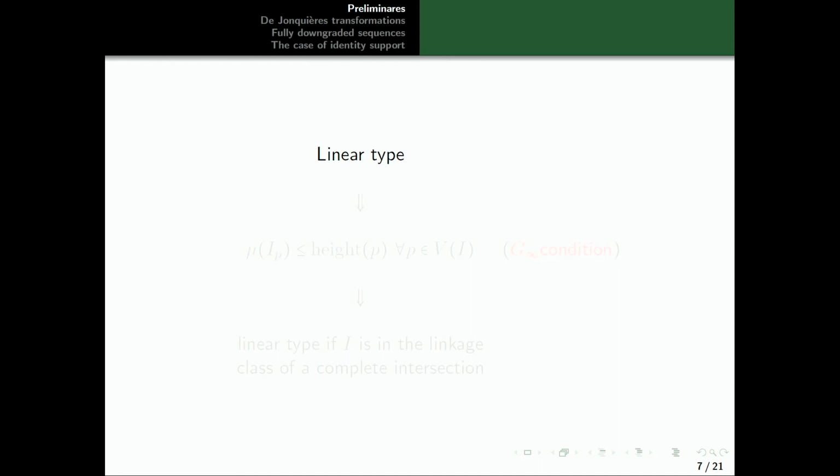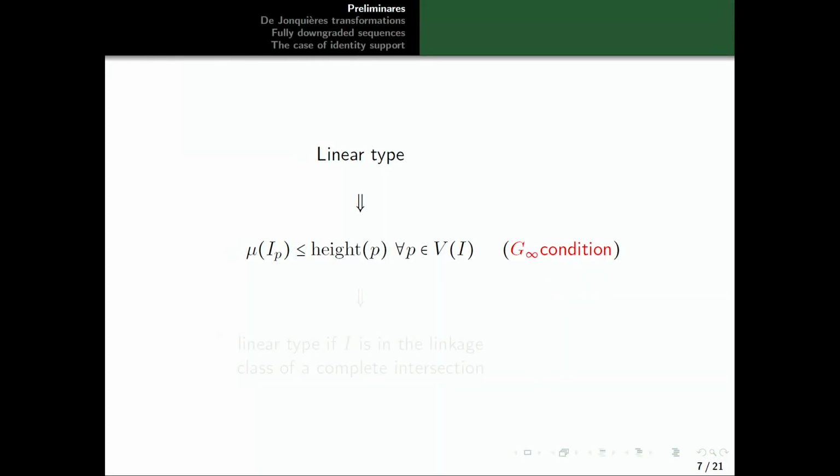Linear type is a very restrictive condition. For example, this condition implies that the minimal number of generators of I locally at P is at most the height of the ideal P for every P in V(I). Okay? This is the G-infinity condition. And the reciprocal of this implication is true in this situation, right? When I is an ideal in the linkage class of a complete intersection.